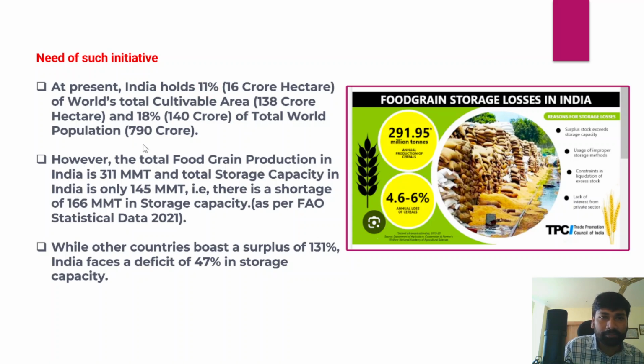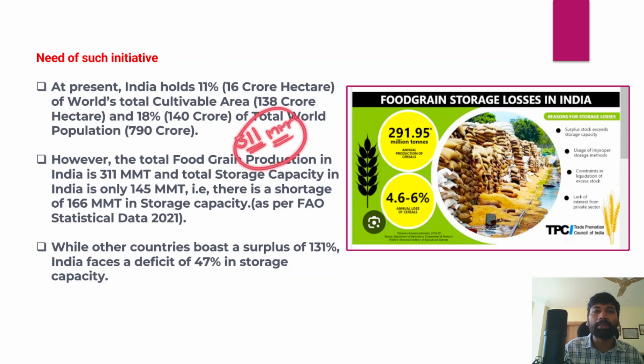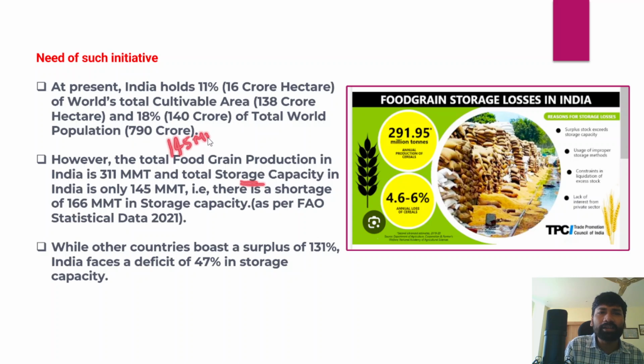And apart from that, India has around 18% of the global population. The global population is as of now 790 crore, and India's population is around 140 crore or above. However, when we talk about India's total food grain production, it is 311 million metric tons. This is the total food production in India per year. However, the total storage capacity in India is just 145 million metric tons.